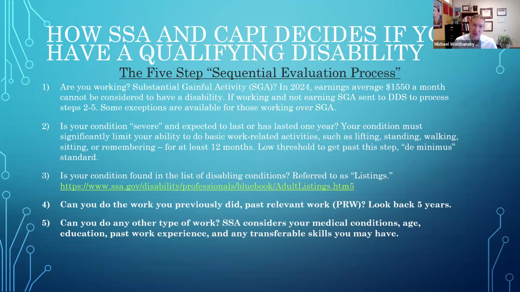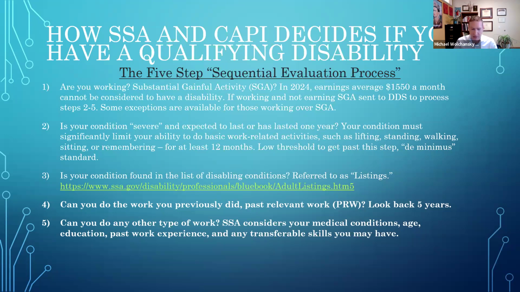This is very easy for Social Security to tell people no at, because if your client is making what we call over SGA, substantial gainful activity, then Social Security is going to say, no, stop, you're actually working, that doesn't work. For 2024, that means an average of over $1,550 a month. You can't be considered to have a disability. If you're working and not earning SGA, then it is sent to DDS to process.